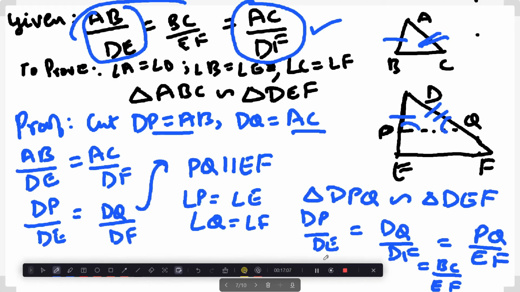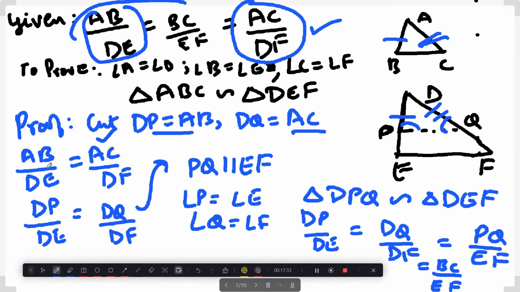Okay, so let's look at how we want to proceed with proving this theorem, where we are given that the sides are proportional. We have to prove that the angles are equal and the triangles are hence similar. So what we do is we cut a line PQ such that DP is equal to AB and DQ is equal to AC. Now this is given, right? AB by DE is equal to AC by DF.